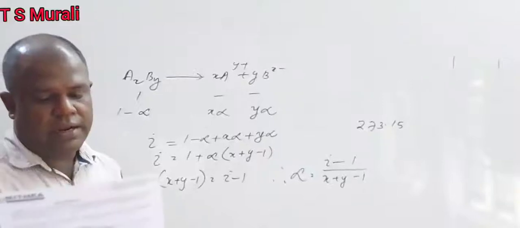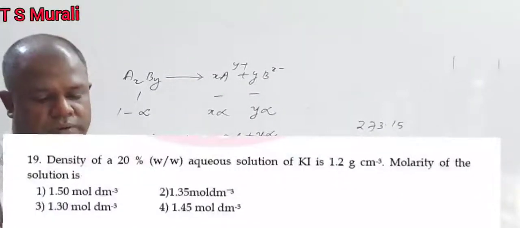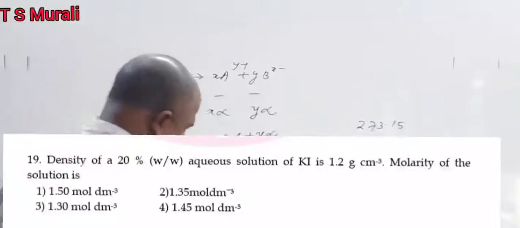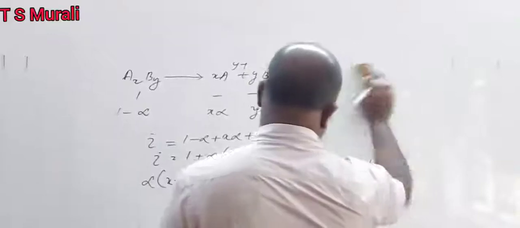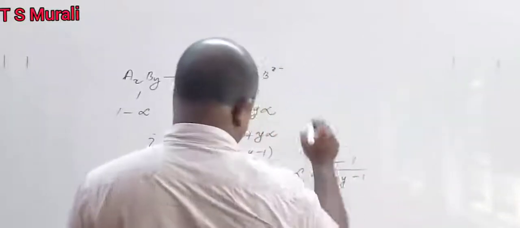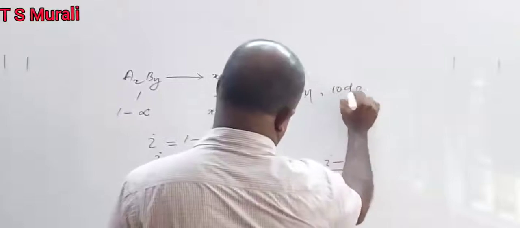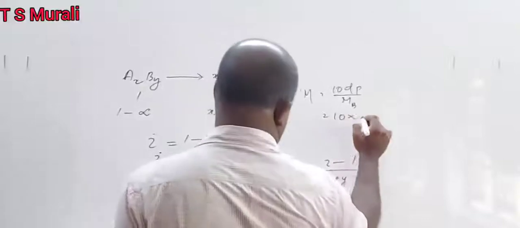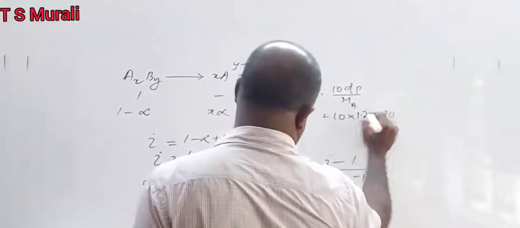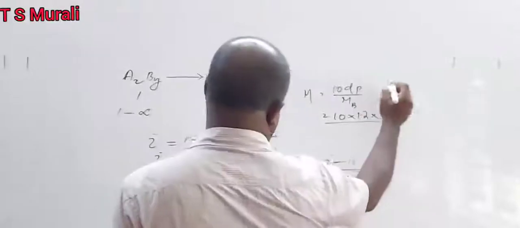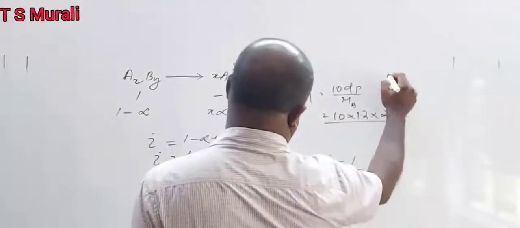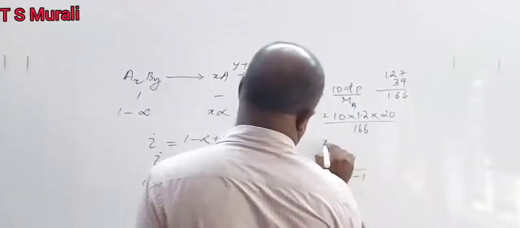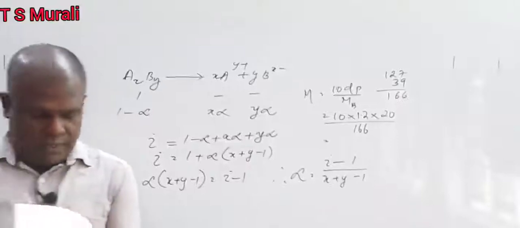19. Density of 20% w/w aqueous solution of KI is 1.2 gram per centimeter cube. Molarity? Directly I will give a formula and you just substitute. If percentage by weight is given and density is also given, molarity is given by the formula 10dP divided by Mb. That means 10 into the density value 1.2 into P percentage 20 divided by Mb. KI means 39 and iodine 127, so 166. Simply solve and find the answer.